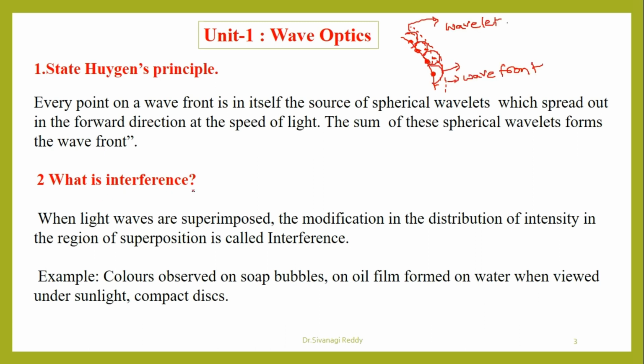Next one is, what is interference? When light waves are superimposed, the modification in the distribution of intensity in the region of superposition is called interference. So interference means whenever two waves are superimposed, their intensity will get modified. That's nothing but interference. Generally we can observe interference in the colors seen on a soap bubble, or an oil film formed on water.